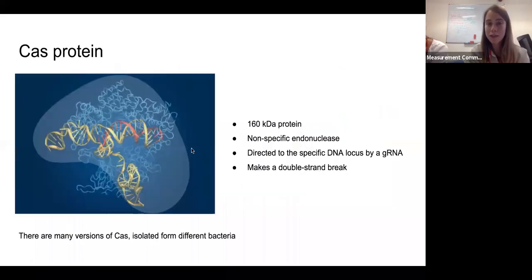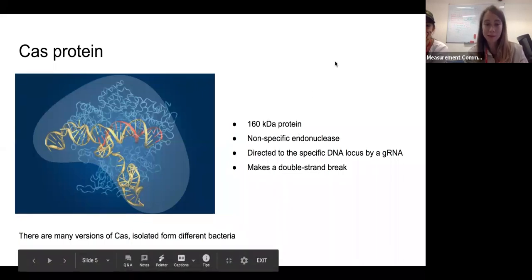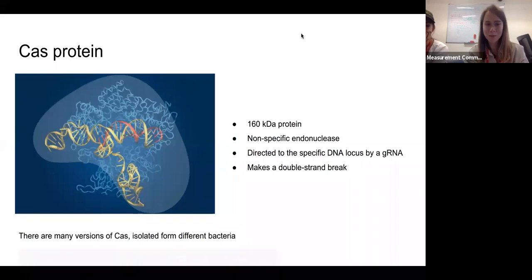The Cas protein itself is around 160 kilodaltons in size, and it's a non-specific endonuclease. That's why it needs the guide RNA to target the Cas protein to the DNA. It makes double-stranded breaks at the DNA. There are many versions of Cas, isolated from different bacteria, and we will talk about this later.